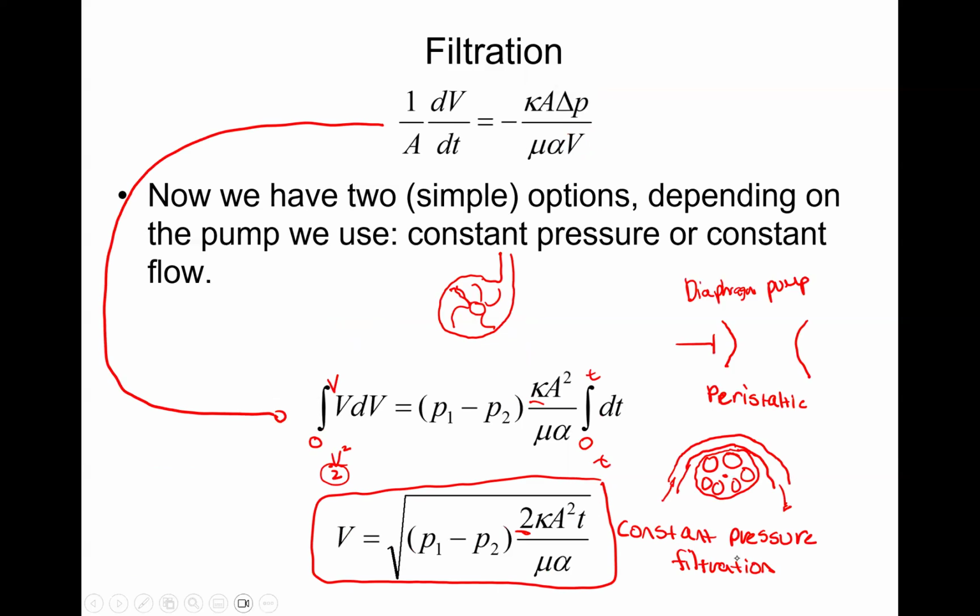Versus at a constant pressure, what will happen is that your flow rate will be very high at the beginning, and then the flow rate will keep decreasing because your cake keeps increasing. So then the volume over time becomes smaller and smaller, okay?